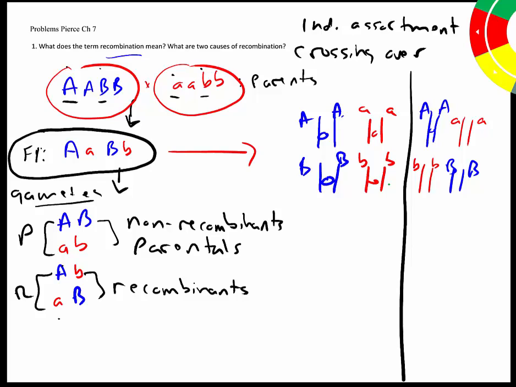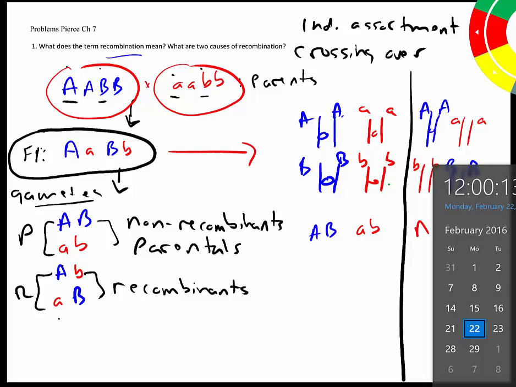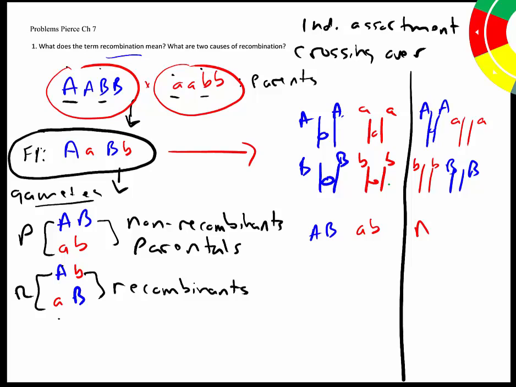And so they can line up in either of these orientations. If they line up this way, big A and big B stay together, little a and little b stay together. But if they line up this way, we get big A going with little b. So let me erase that.